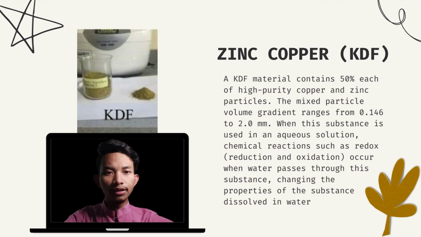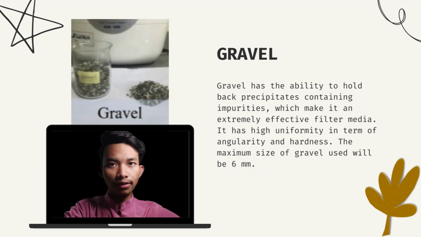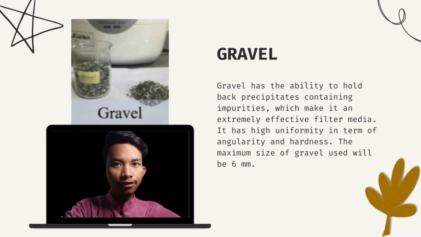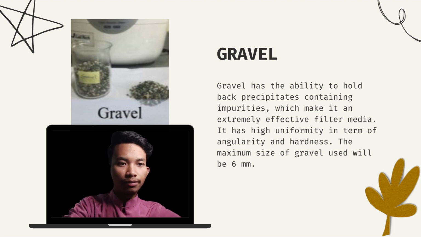Next, zinc copper, KDF. A KDF material contains 50% each of high purity copper and zinc particles. The mixed particle volume gradient ranges from 0.146 to 2 mm. Next, gravel. Gravel has the ability to hold back precipitates containing impurities, which make it an extremely effective filter media. It has high uniformity in terms of angularity and hardness. The maximum size of gravel used will be 6 mm.